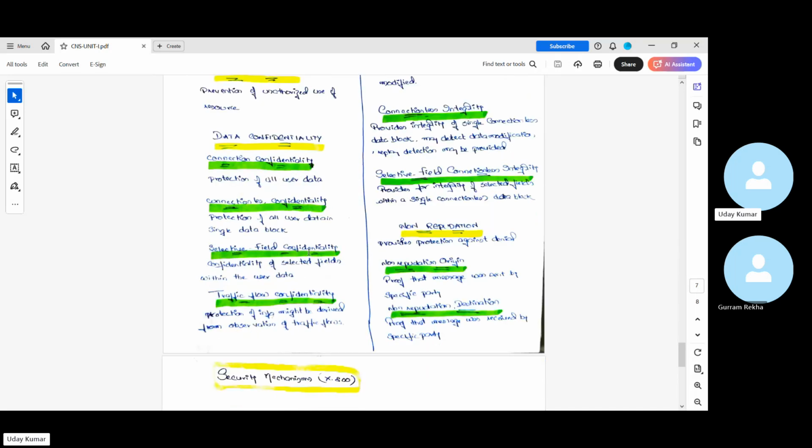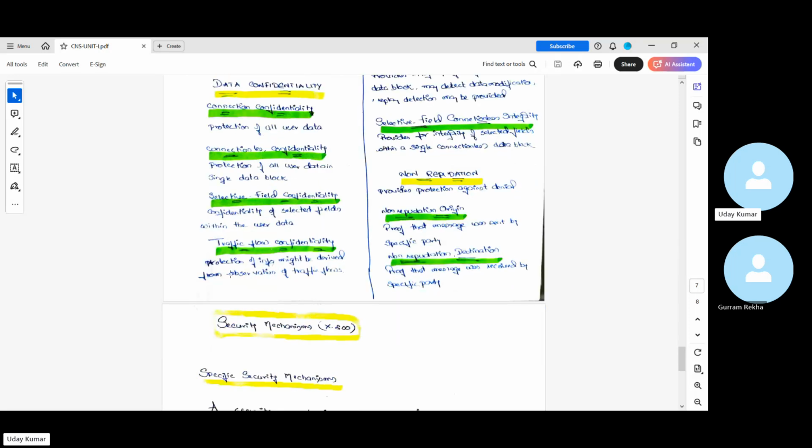Next, selective field confidentiality. You don't have to provide confidentiality on all the fields. Our name is known to everyone, our ID is known to everyone, but not our account details. Right? There are a few things where you have to maintain some privacy.